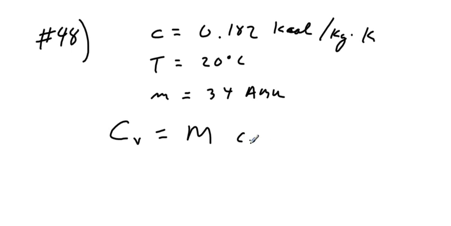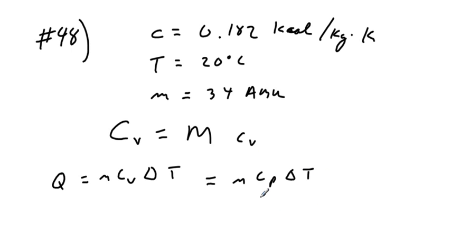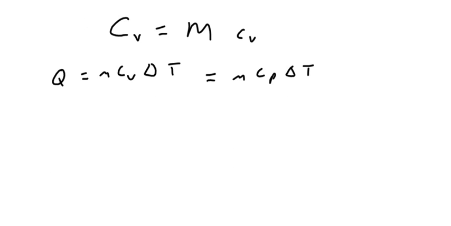M C_V. And that Q is N C_V delta T, which is also N C_P delta T. So the heat capacity at a constant volume is M C_V.